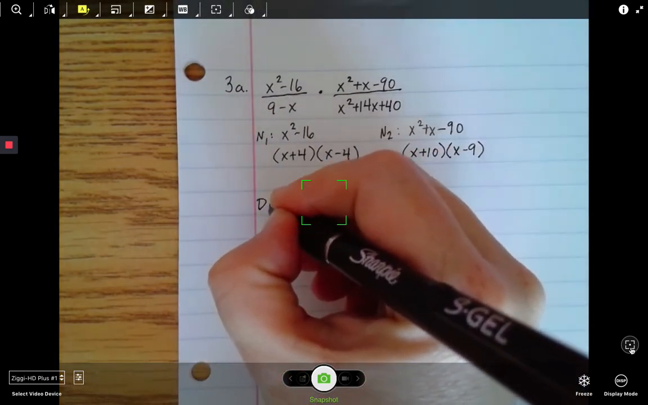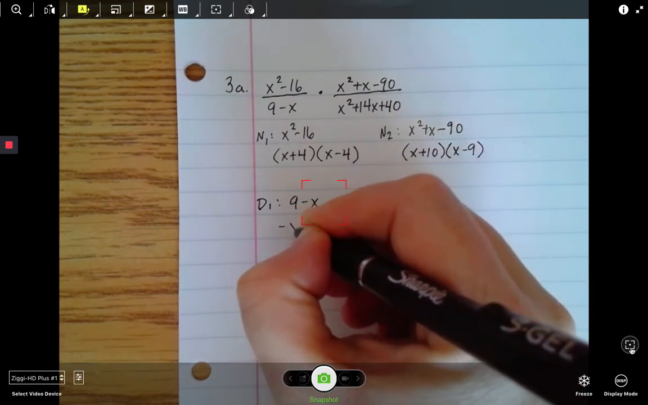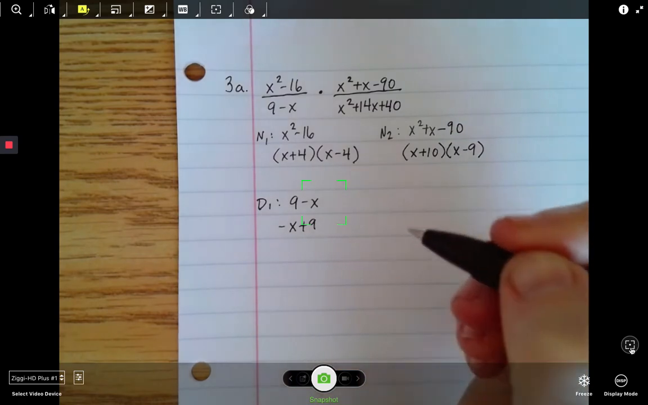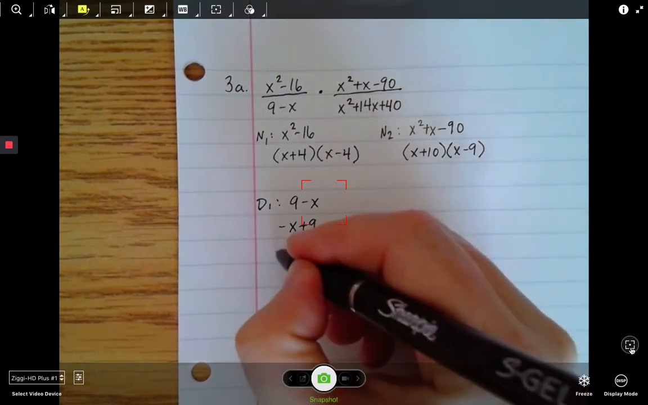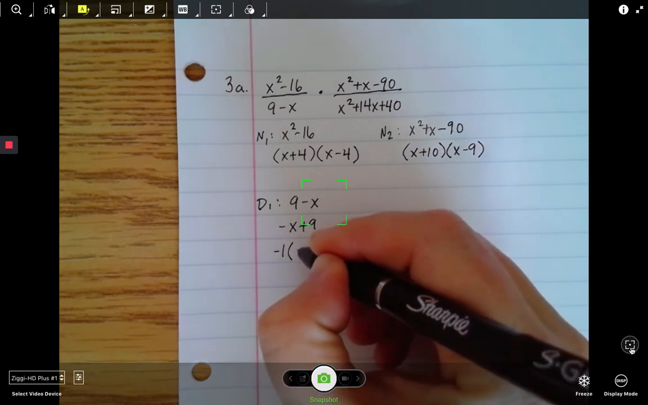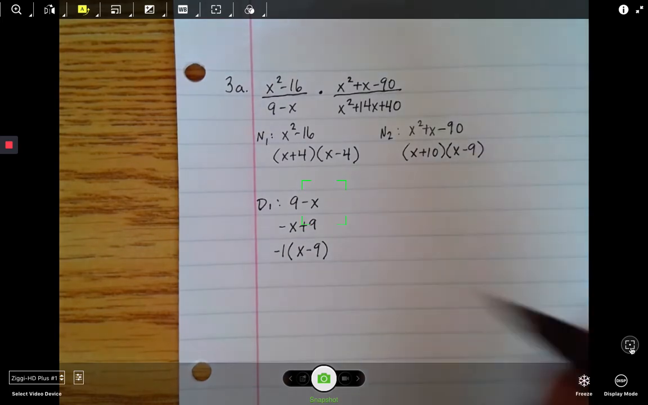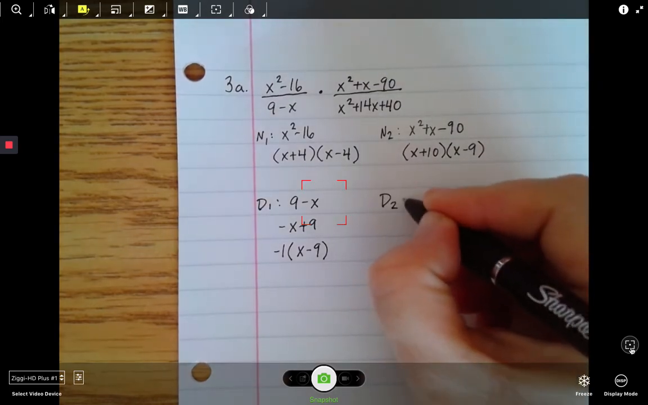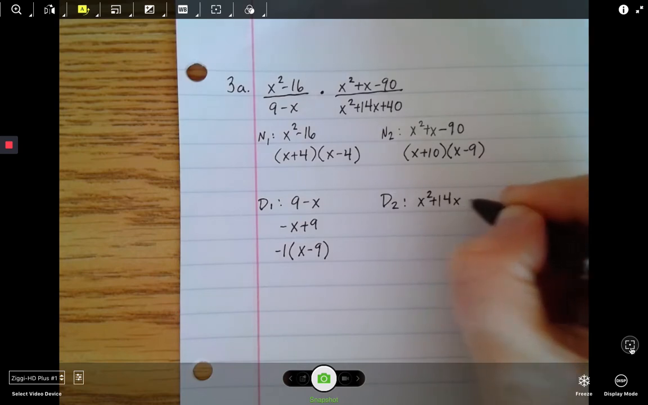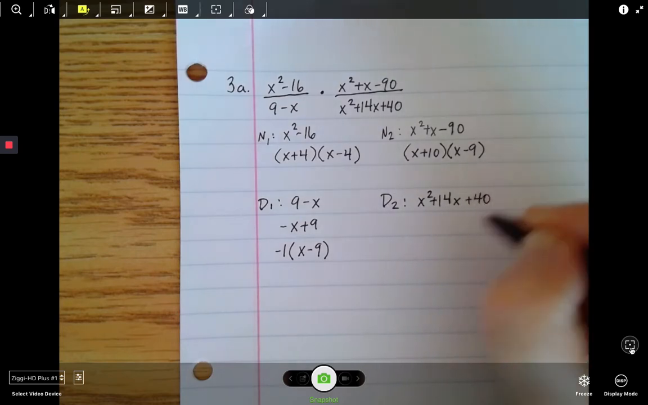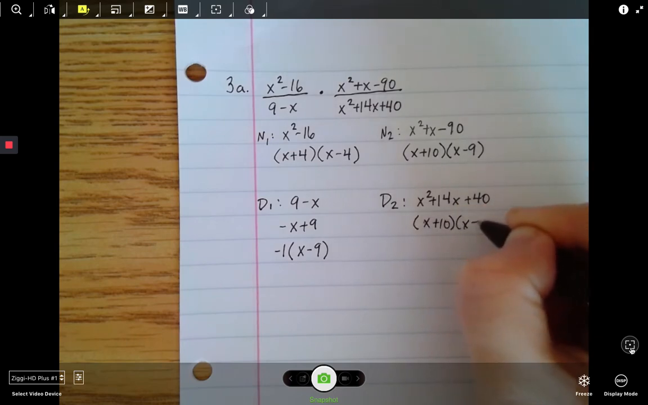Alright, I'm going to have denominator 1, which is 9 minus x. So if I rewrite it as negative x plus 9, but what they're going to want you to do is factor out a negative 1. So if I factor out a negative 1, that leaves me with x minus 9. And then denominator 2, x squared plus 14x plus 40 is going to factor into x plus 10 times x plus 4.